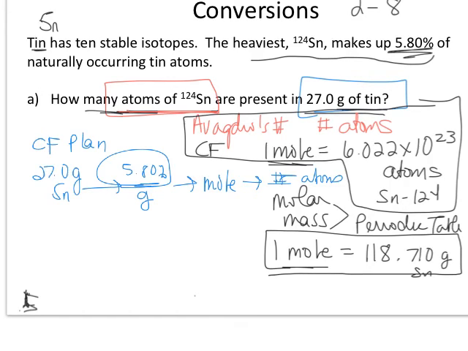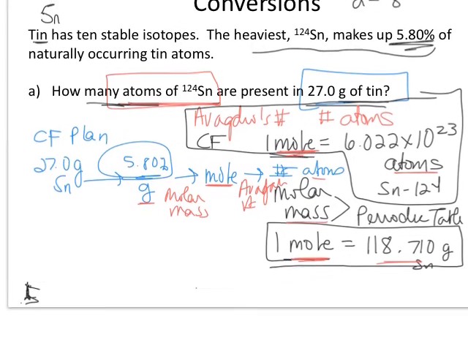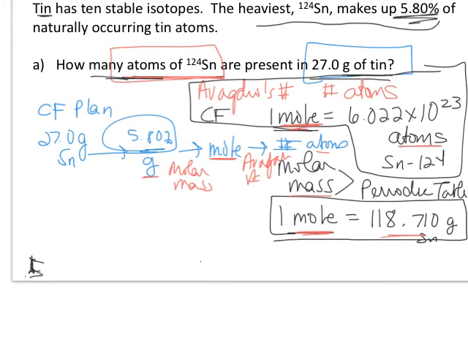To do that, this is Avogadro's number, to go from mole to atom. And to go from gram to mole, we're going to have to use the molar mass, and like I said, we get that off the periodic table. So we start putting these numbers in. We start with what is given, 27.0 grams of tin, and we put that over 1. And we don't want that, so we're going to put grams on the bottom of tin.